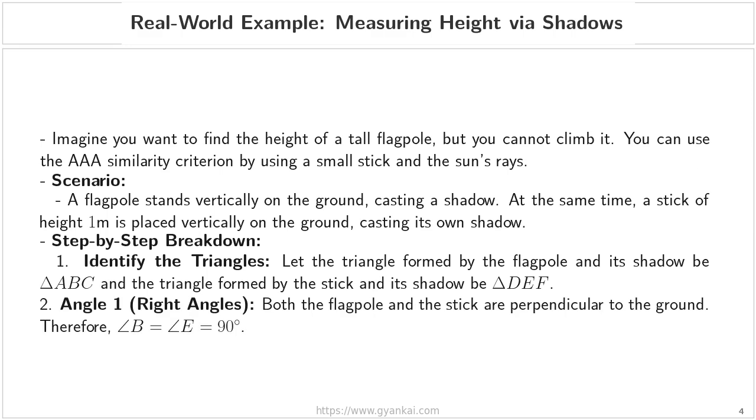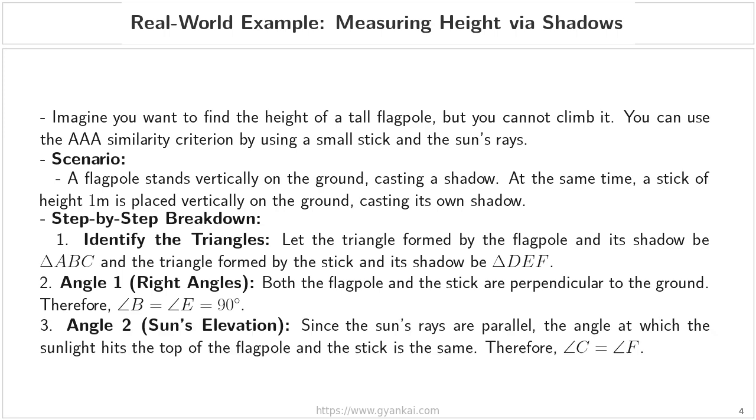Next, let's look for our first pair of equal angles. Since both the flagpole and the stick are standing vertically, meaning they are perpendicular to the ground, we know that angle B and angle E are both equal to 90 degrees. That's our first match. Now, for our second angle, let's consider the sun's elevation. Because the sun is so far away, its rays hit the Earth at essentially the same angle for both objects. This means the angle at which the sunlight hits the top of the flagpole, which is angle C, is equal to the angle at which it hits the top of the stick, which is angle F.